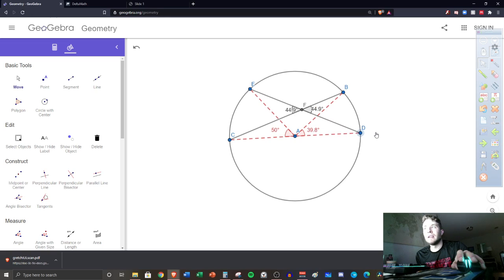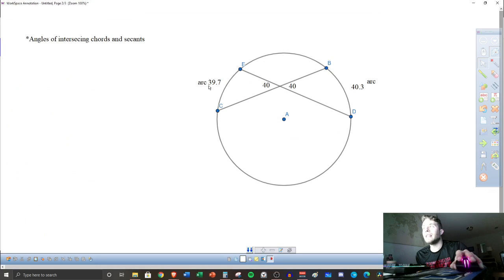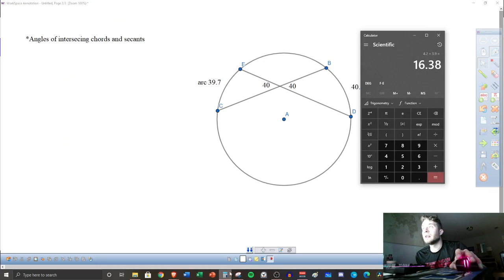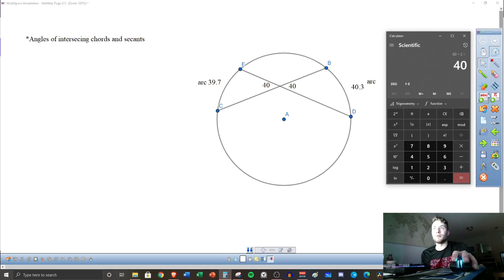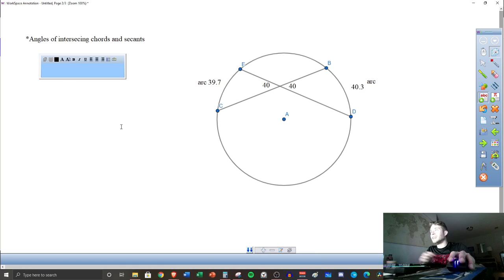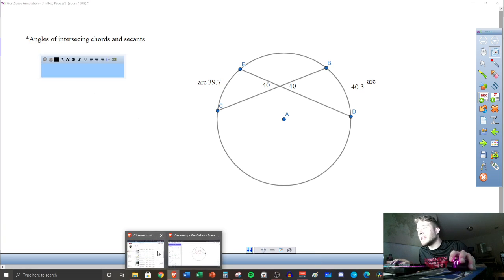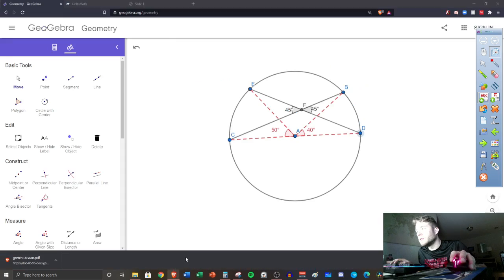Okay? We add the arc measures together, 39.7 plus 40.3, divide that by 2, we get 40. There's the rule right there. And actually, we are going to write down this official rule.